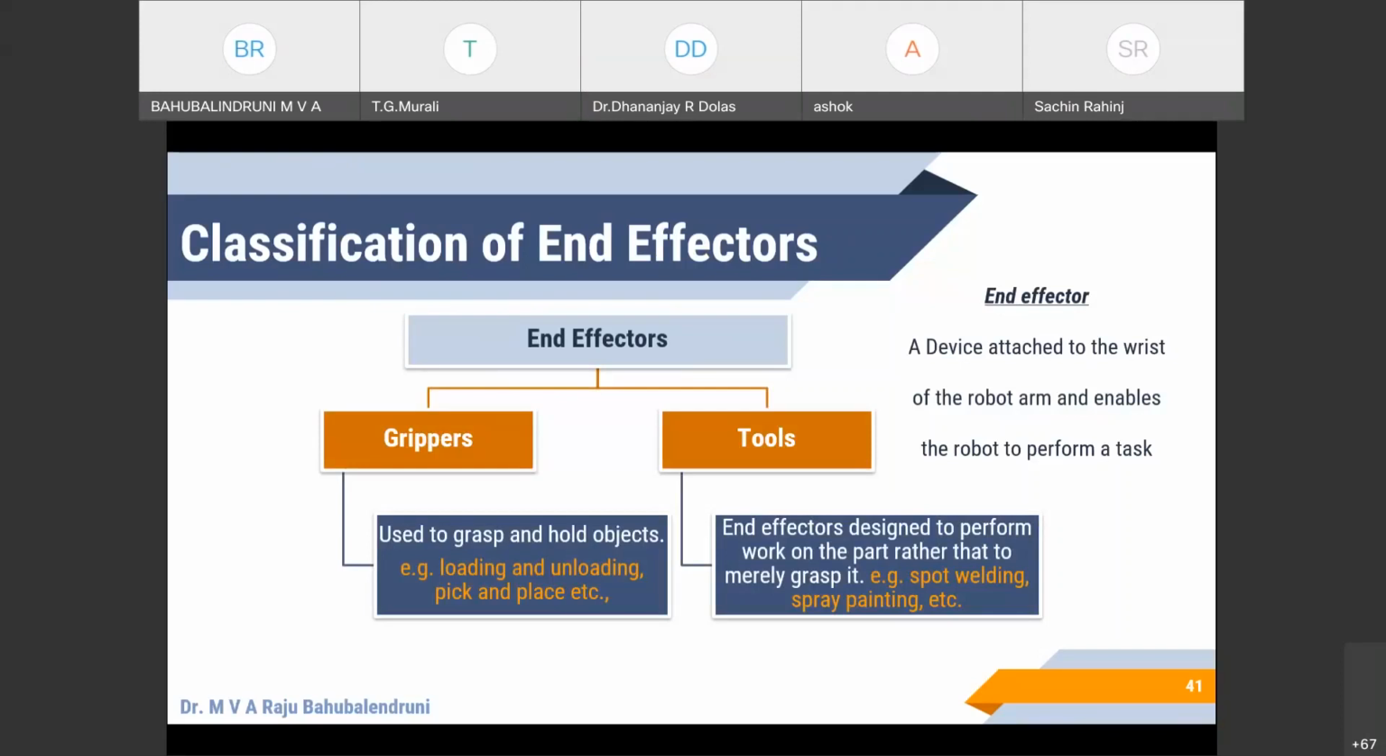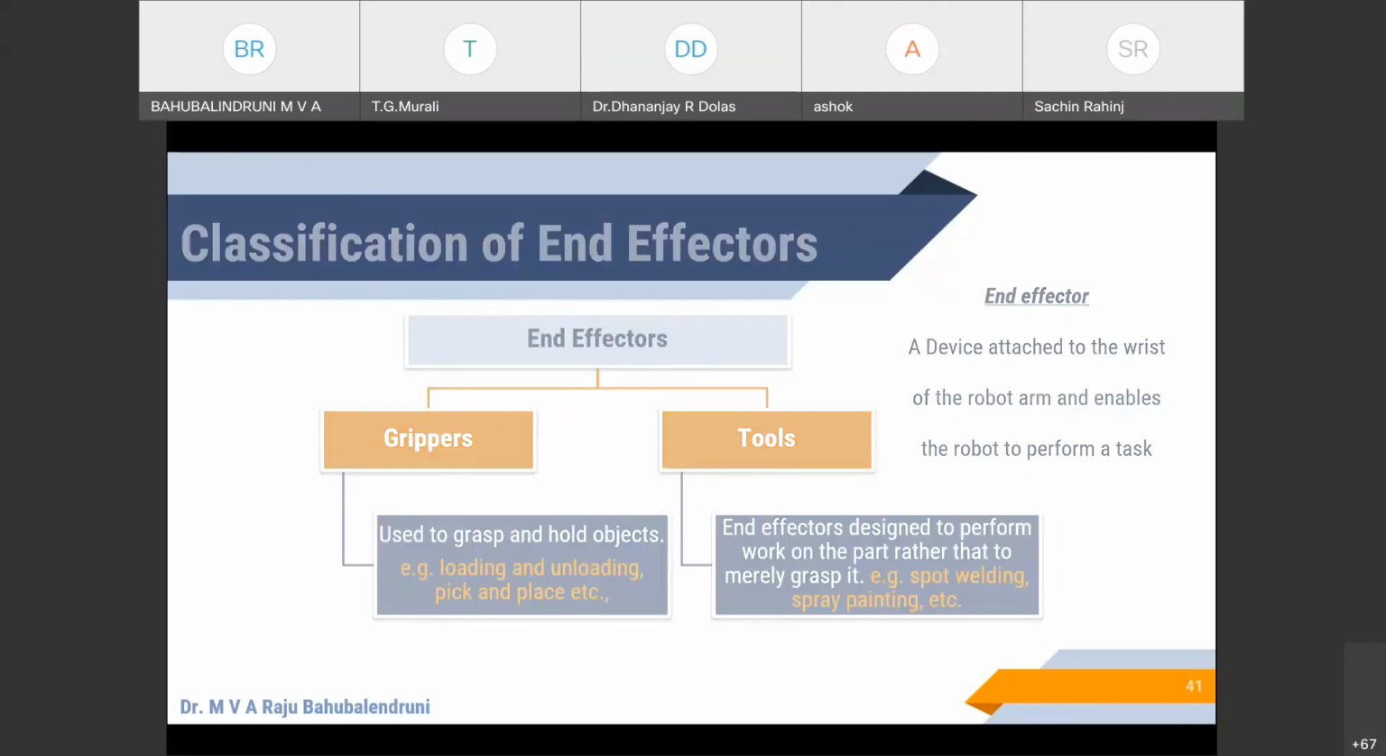The other type of end effector is the tools. These tools depend on the specific application of the robot, so they change. For spot welding, painting, arc welding, and inspection, we use different types of tools.